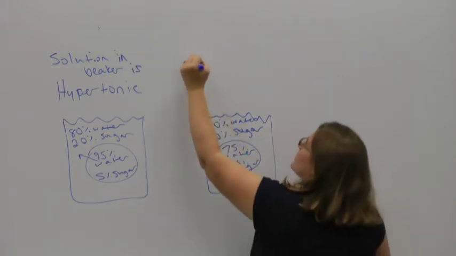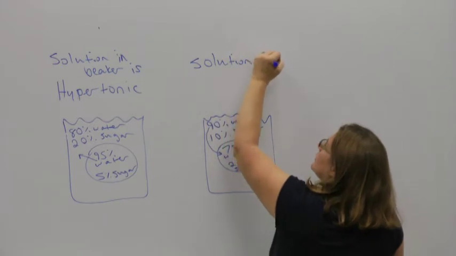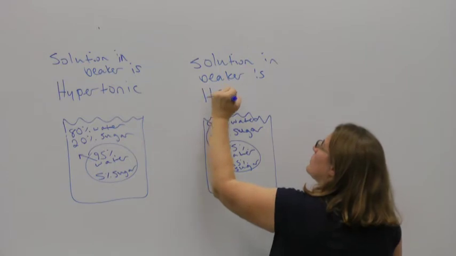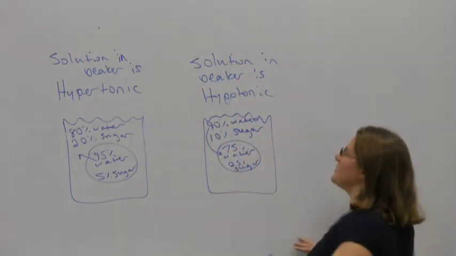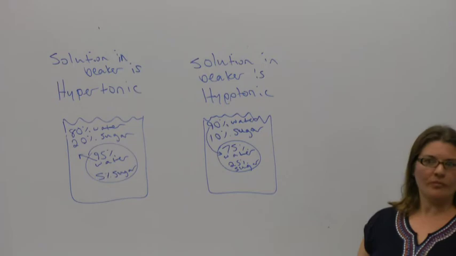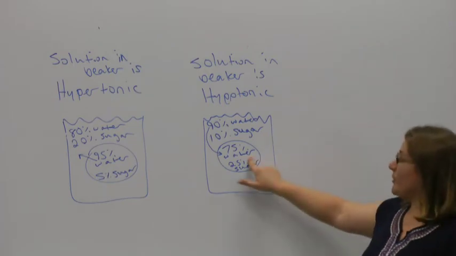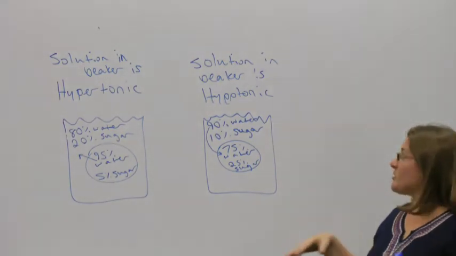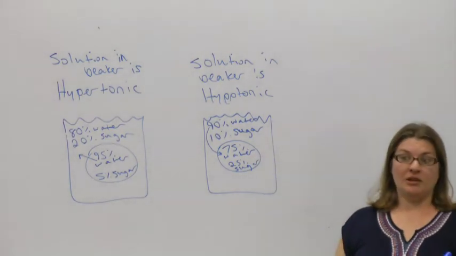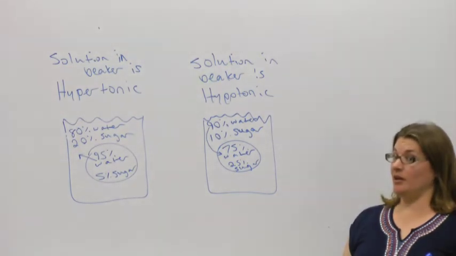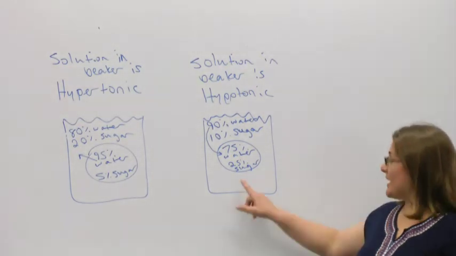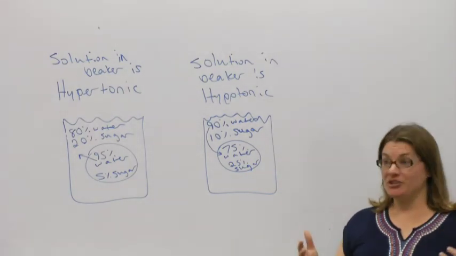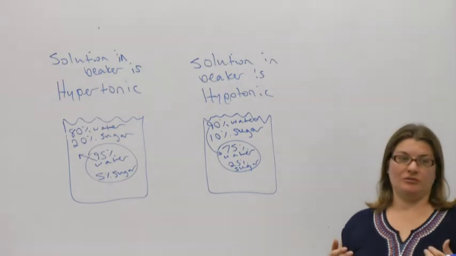Hypotonic. Okay? So the solution in the beaker is hypotonic, and it causes the cell to gain water. If it was an animal cell, what would happen? It would burst or lyse, right? And if it was a plant cell, what would happen? A plant cell would have what once it gains a whole lot of water? That turgor pressure. It'd be turgid, it'd be full of water.